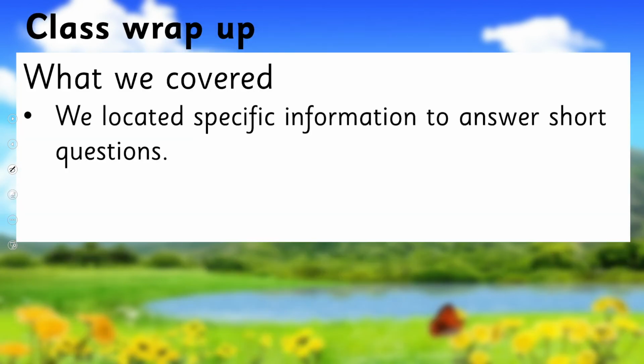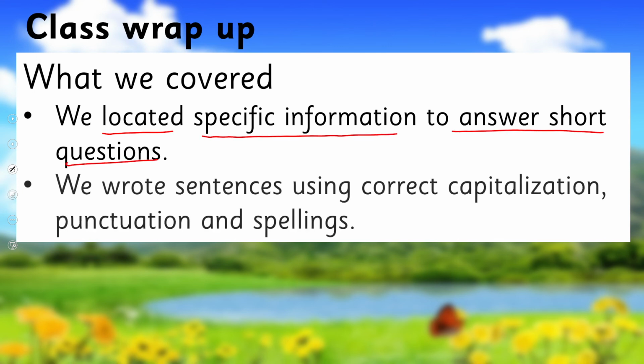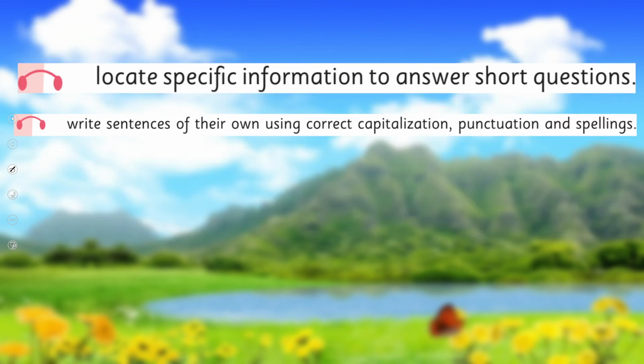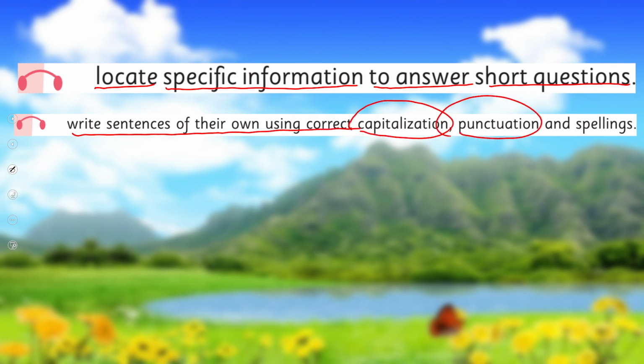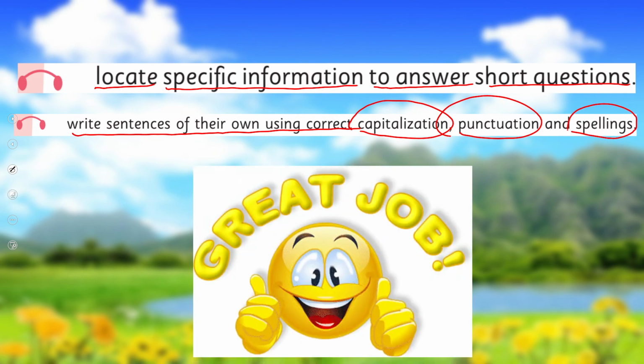All right. So what we have learned today, we located specific information to answer short questions, and we wrote sentences using correct capitalization, punctuation, and spellings. So in this way, we achieved our SLOs to locate specific information to answer short questions and write sentences of their own using correct capitalization, punctuation, and spellings. Are we done with it? Yes. So that's it for today.